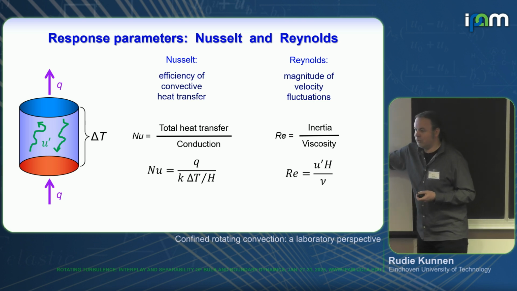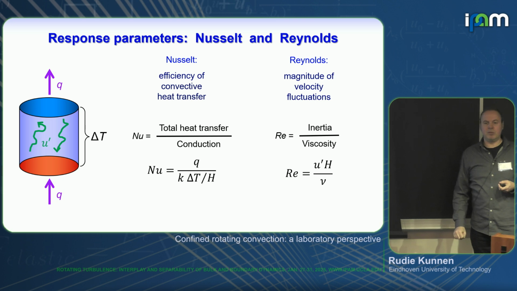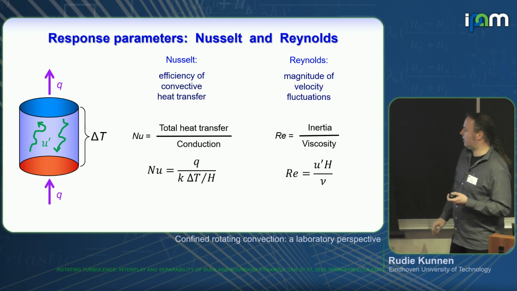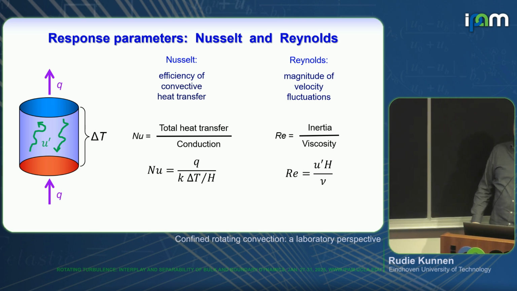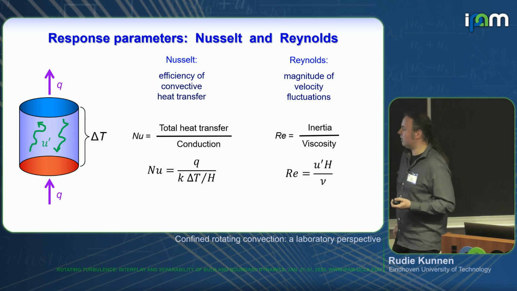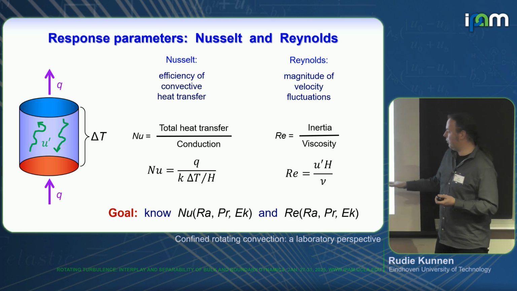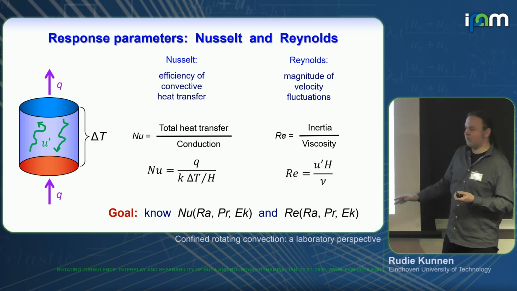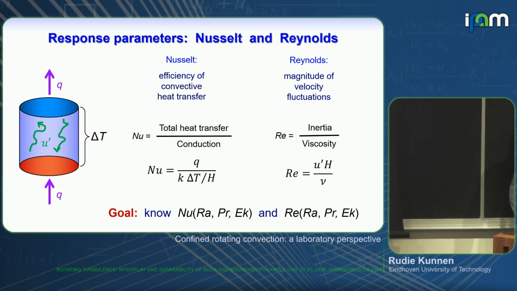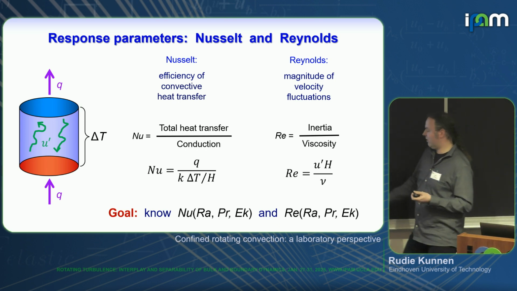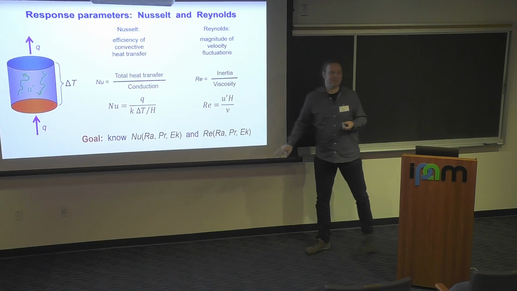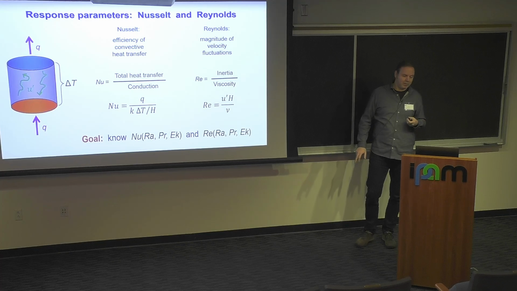I will not have time to go too much into the Reynolds number. I'll be focusing more on Nusselt number for this talk. But the ultimate goal for me as an experimental fluid dynamicist is to try to know the Nusselt number and the Reynolds number as a function of these three input parameters. And we might think about including gamma, the aspect ratio, there too.